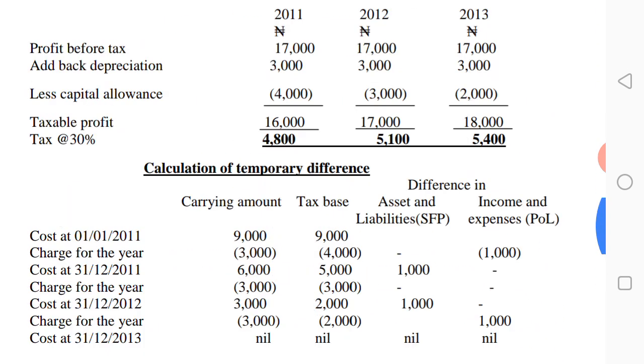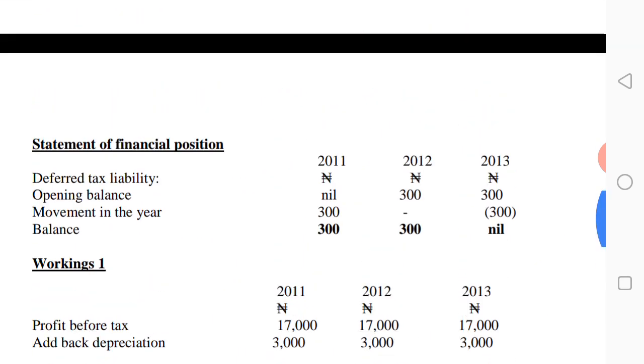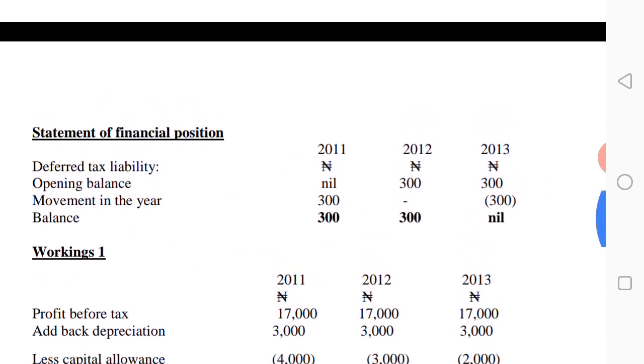So here in our financial position, our opening balance, no, we are not given an opening balance. Then our movement is the one in the profit or loss, that means the items that were debited or credited in our profit or loss, which is in the current year tax. So here we credit the deferred tax liability. That means we debited the profit or loss and credited our deferred tax liability. That is why we have a closing balance of 300 for 2011.